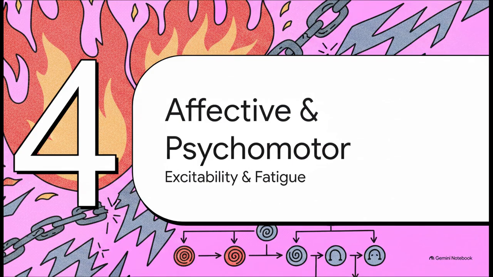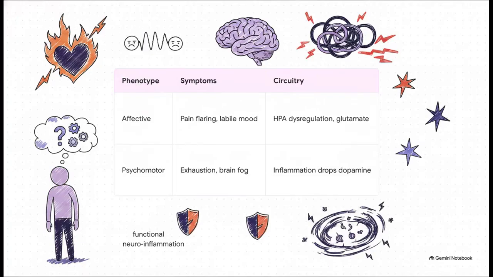Finally, Section 4. Affective and psychomotor phenotypes. We're looking at glutamatergic excitability and hypodopaminergia. Let's fiercely contrast our final two phenotypes. The affective somatic phenotype presents with pain that violently flares with emotional distress, highly labile mood, and sometimes even borderline personality traits. The circuitry here is profound HPA axis dysregulation, driving excessive toxic glutamatergic tone simultaneously across both the limbic and somatosensory networks. Basically, the brain is on fire with excitability.